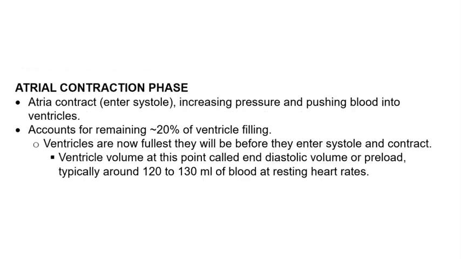Those sets of valves will open when the ventricles begin to contract and blood pressure starts to rise in the ventricles. Next, the atria enter systole and contract, increasing the blood pressure of the blood inside of them and pushing blood into the ventricles, and this accounts for the remaining approximately 20% or so of ventricle filling. So at this point, the ventricles are now the fullest they will be before they enter systole and contract. And with this, the ventricles reach what is referred to as end diastolic volume, or preload, which is typically around 120 to 130 milliliters of blood at resting heart rates and resting heart forces of contraction.